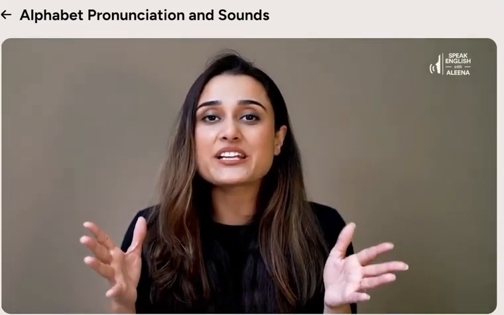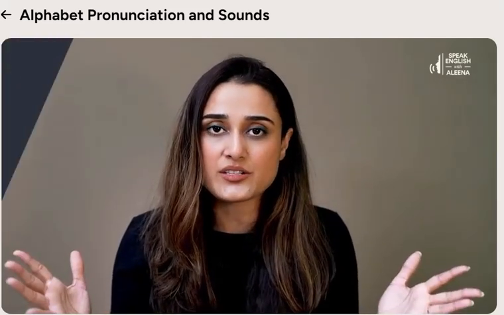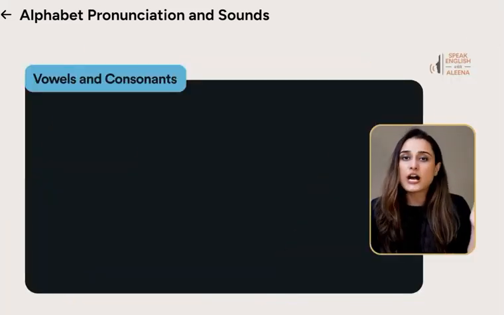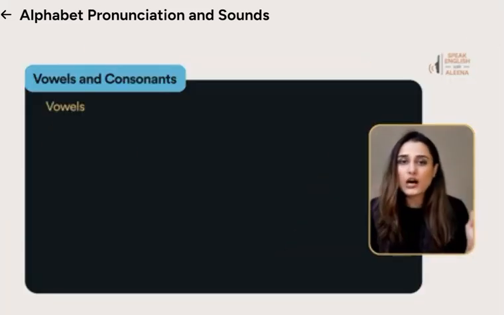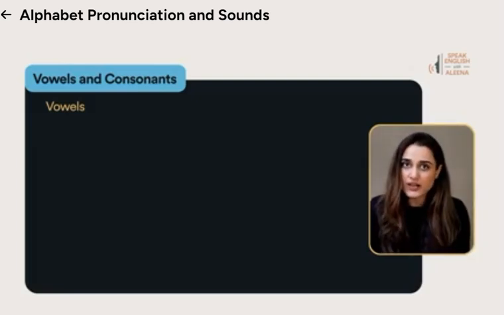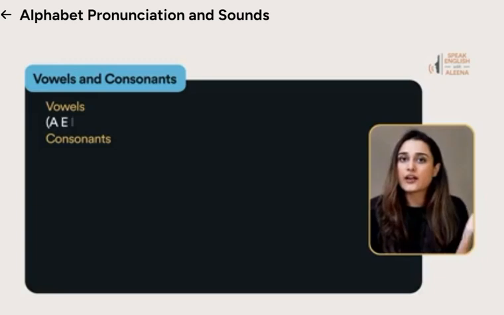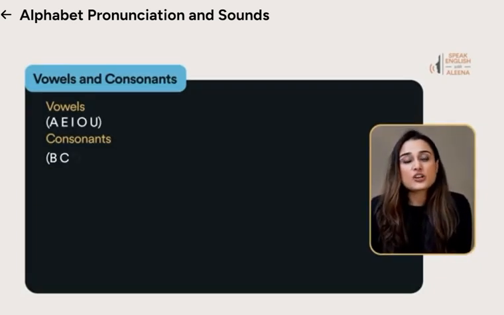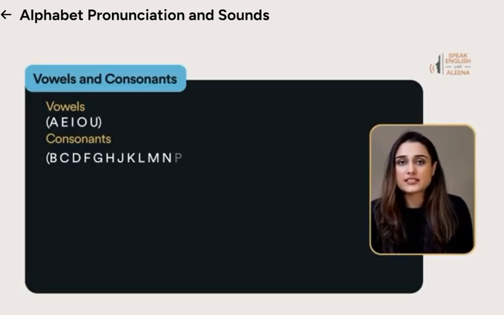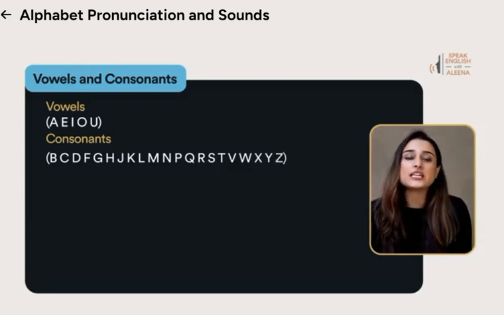So English alphabet is the collection of 26 letters of English language, out of which 5 are vowels and the other 21 are consonants. First, what are the vowels? A, E, I, O, U. What are the consonants? Consonants is everything else that is there apart from A, E, I, O, U.